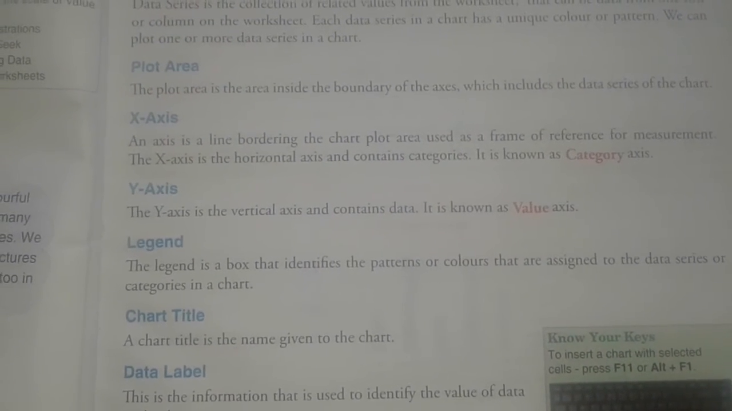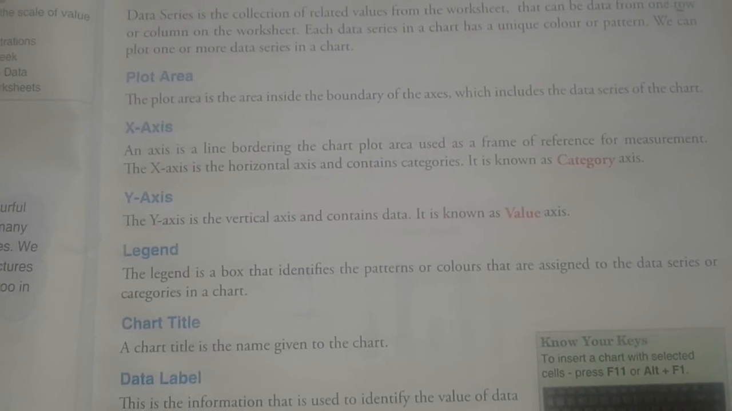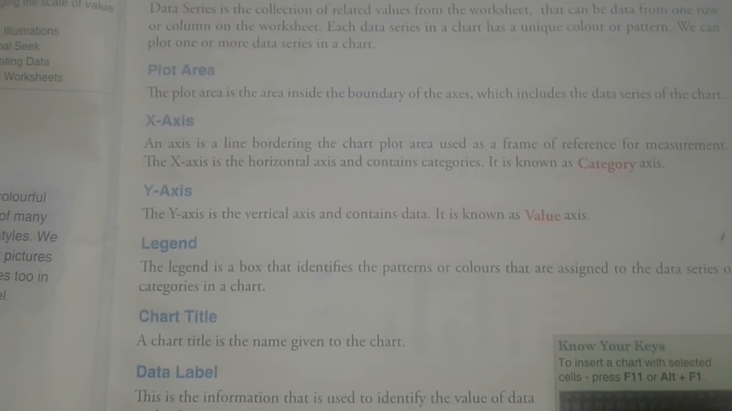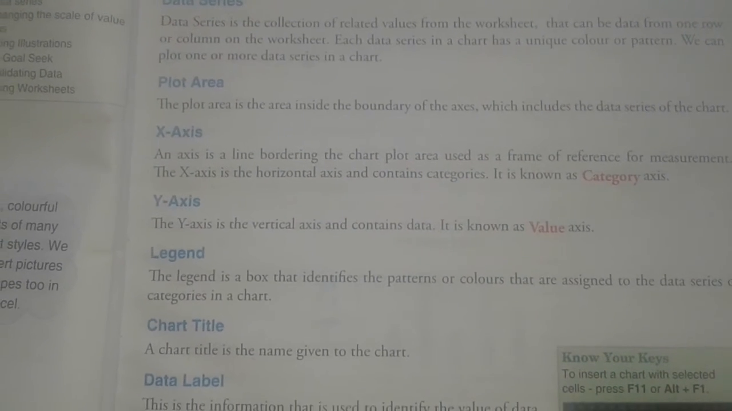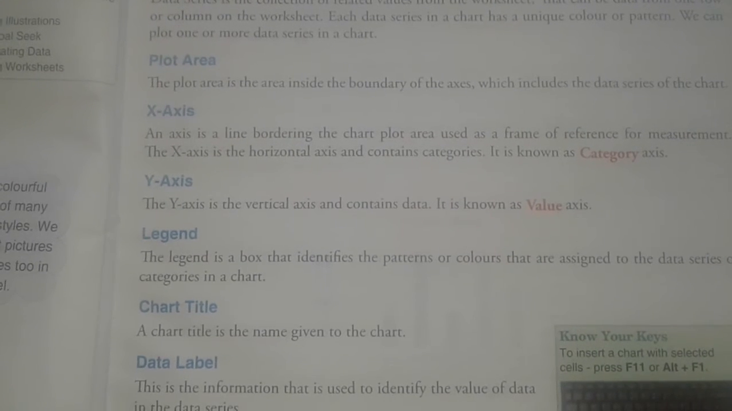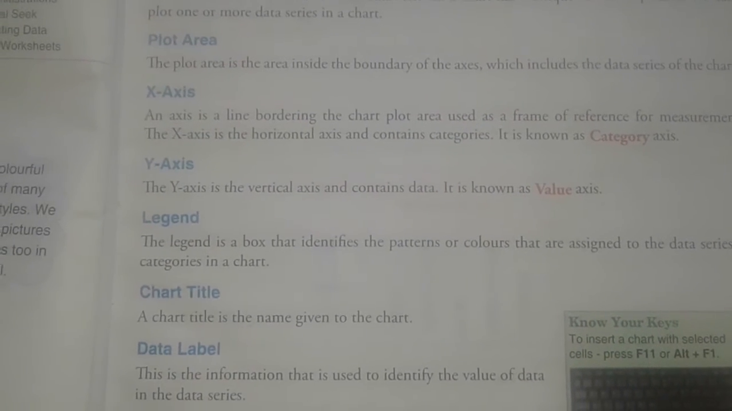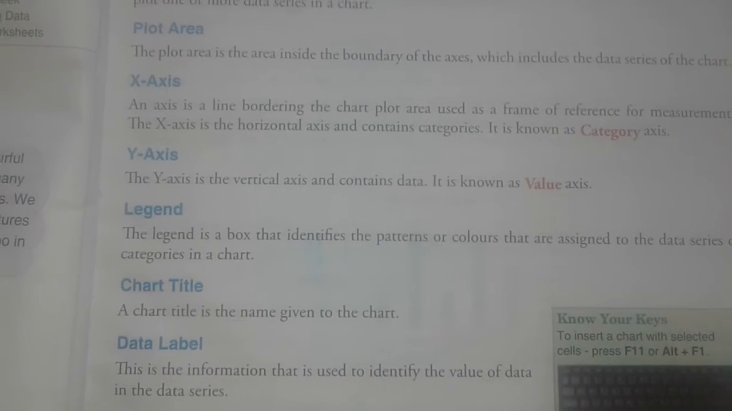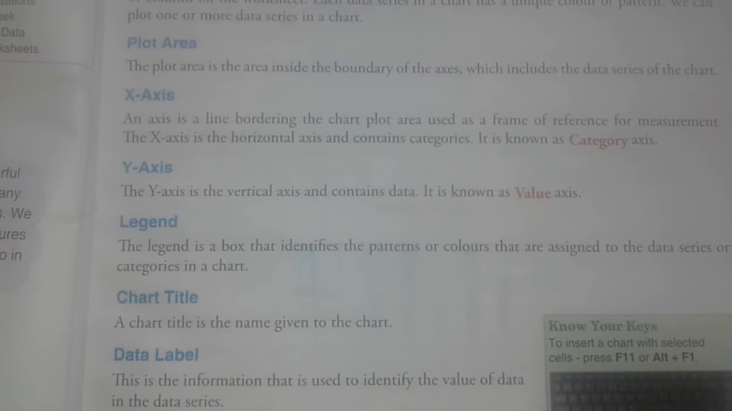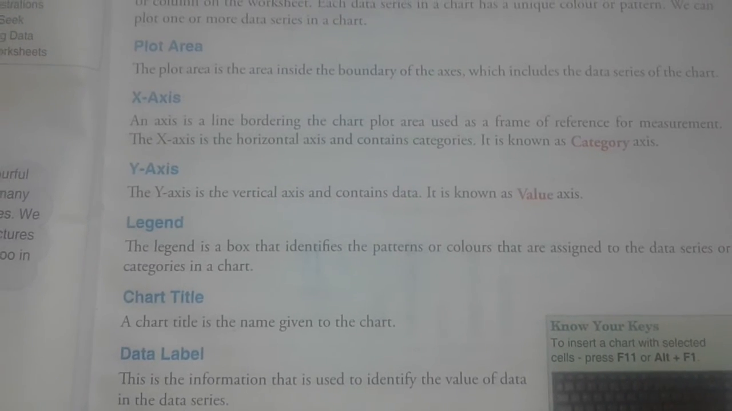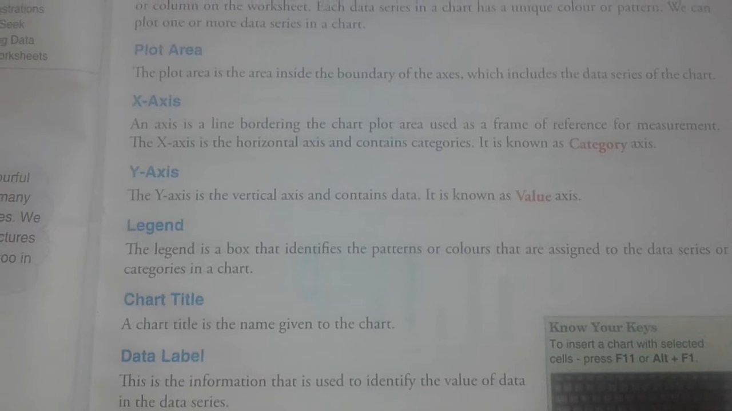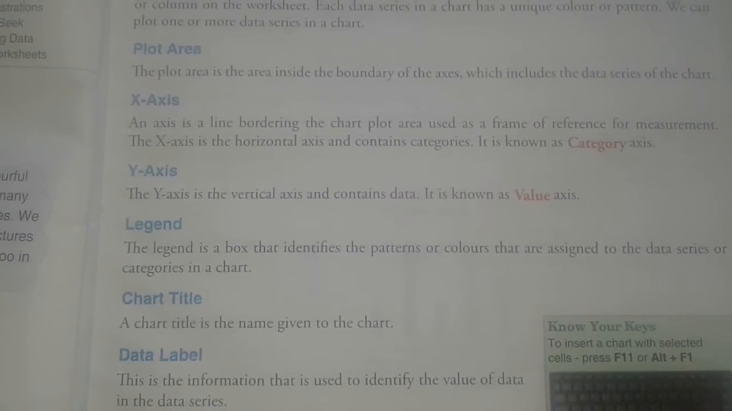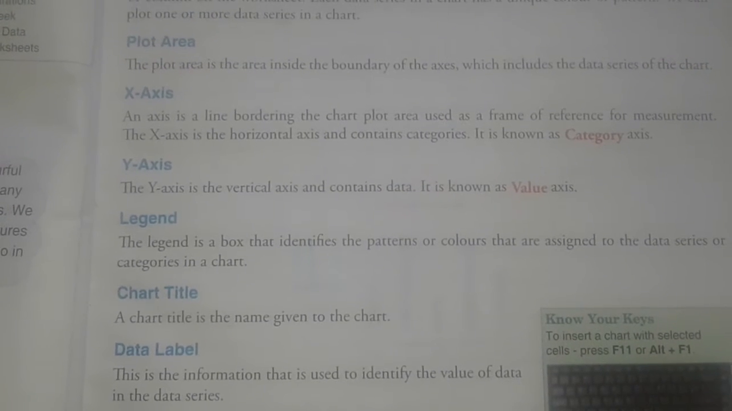And what is the y-axis? The y-axis is the vertical axis and contains data. It is known as the value axis also. So once again, students, very important: the x-axis is the horizontal axis which contains categories, and the y-axis is the vertical axis which contains values. And what is legend?